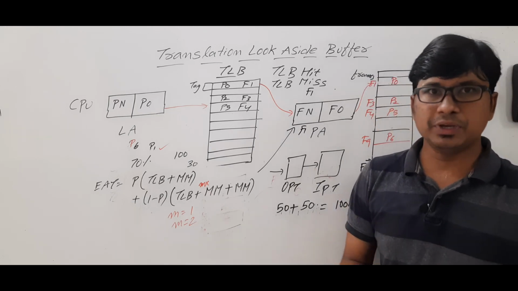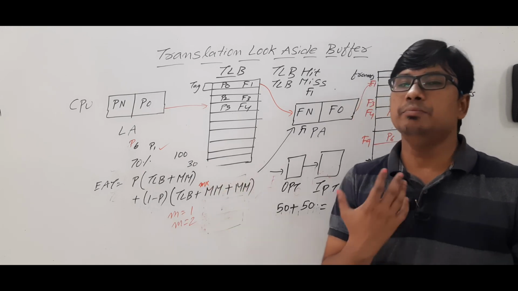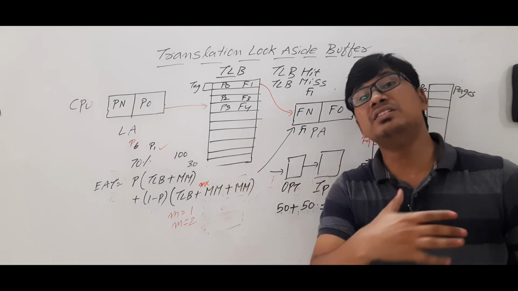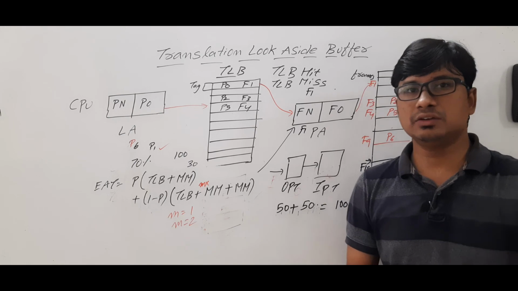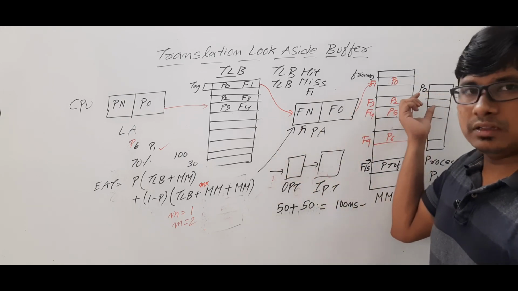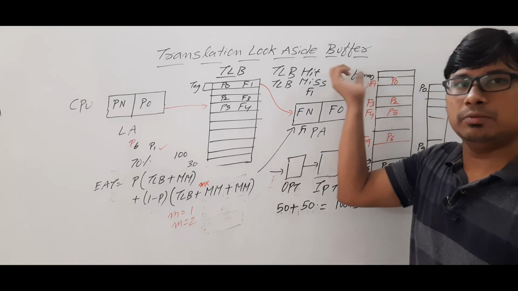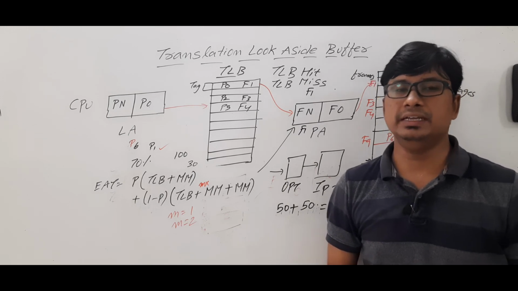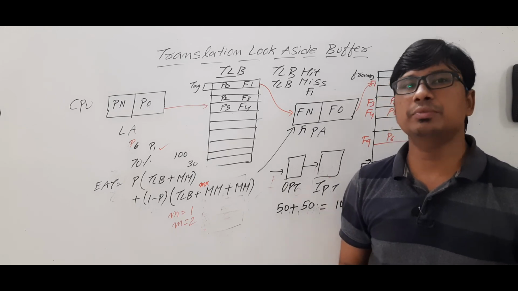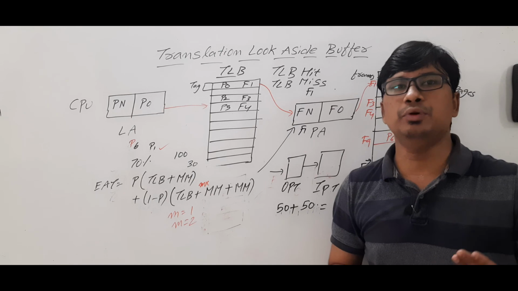So if there is a page fault, then we have to add the page fault service time. Is it clear? So what is that? It is nothing but bringing the particular page from the secondary memory and loading it into the main memory. Is it clear? So with this information, I hope you have understood about the TLB.